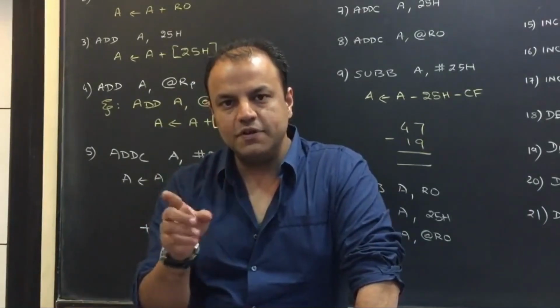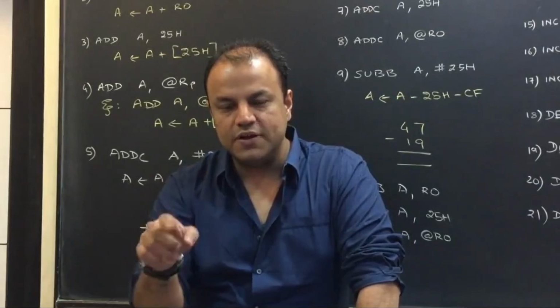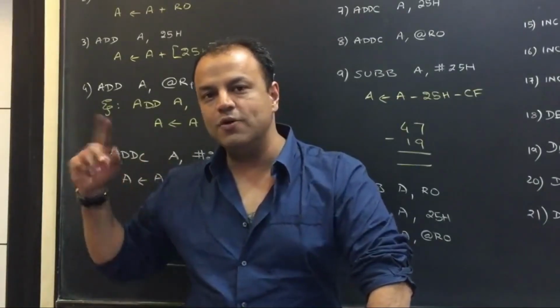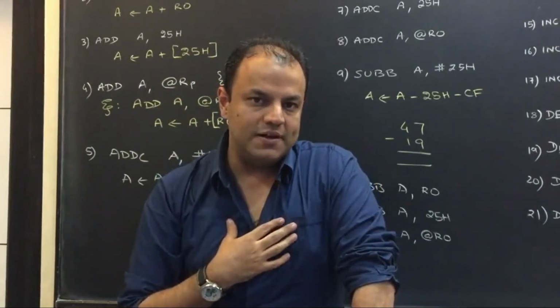So FF plus FF gives you 1 FE. Now 1 FE means FE is your result, 1 is the carry. FE will go in A, 1 will go in the carry flag. Are you clear? You may be wondering, why am I spending so much time on this?